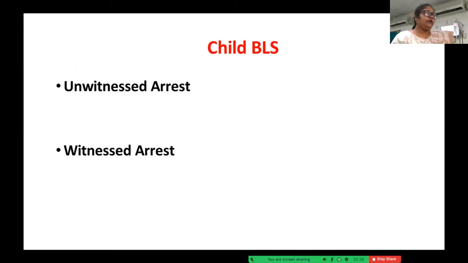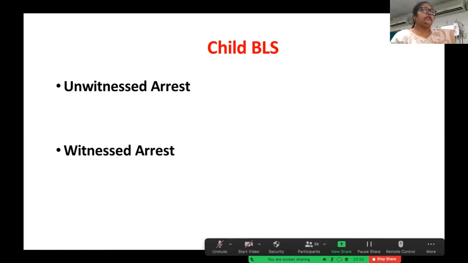So child BLS actually, as I said, is divided into two parts, which is very different from adults. In adults, usually it is witnessed arrest because they can tell what is going on if they have a chest pain or if they have an uneasiness, they usually tell us. But in child, it is usually unwitnessed arrest. So unwitnessed arrest is most probably a respiratory arrest, whereas a witnessed arrest, when you're watching the child and the child has sudden arrest, that is cardiac. So there are two different types of arrest.